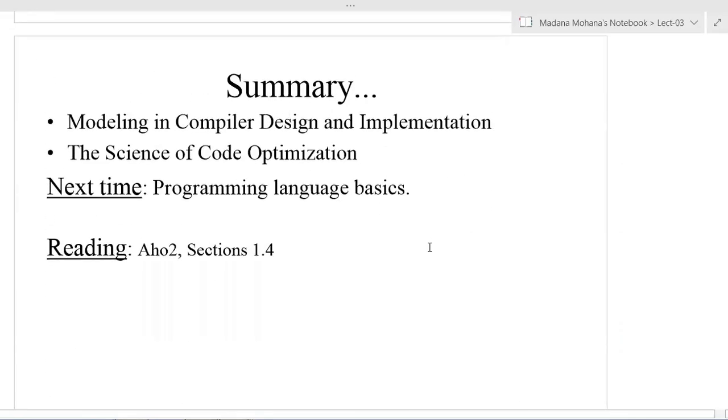Okay, now let us move to the summary of this lecture. Here first we discussed modeling in compiler design and implementation, then the science of code optimization. Our next topic is programming language basics. The reference for this lecture is the Dragon book, the second edition textbook, section 1.1.